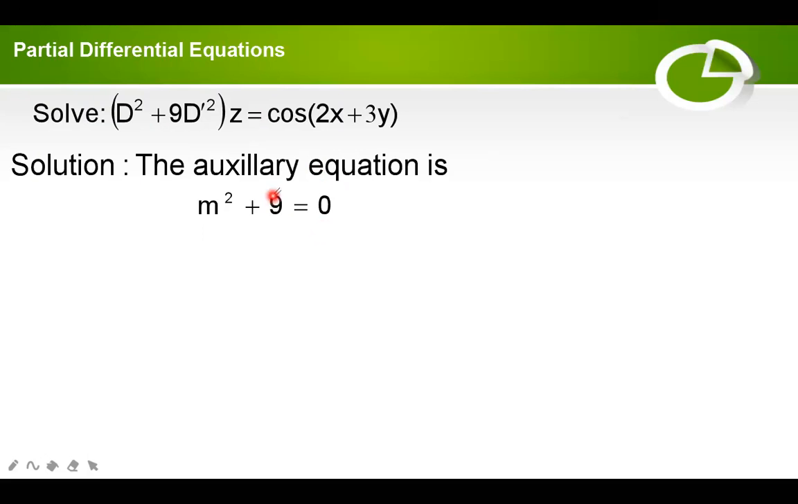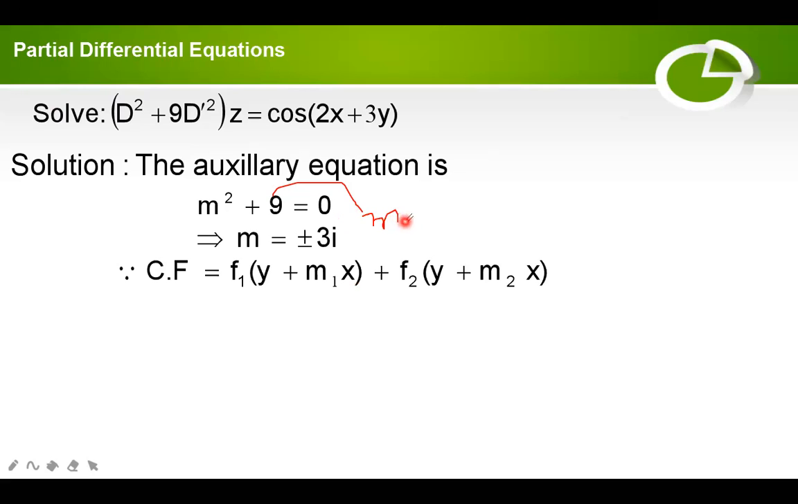So m square equal to minus 9, therefore m equals plus or minus 3i. If m1 and m2 are the two roots, either real or complex, the complementary function is f1 of (y plus m1 x) plus f2 of (y plus m2 x), where m1 equals 3i and m2 equals minus 3i. Therefore the complementary function is CF equal to f1 of (y plus 3ix) plus f2 of (y minus 3ix).